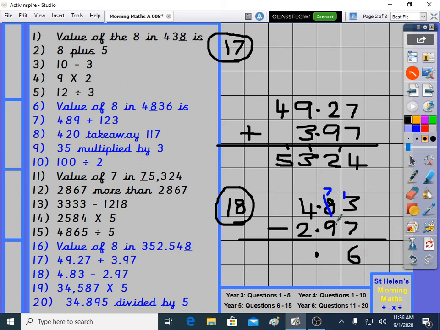7 take away 9, can't do. Ooh, need more help. 4 goes down to a 3, gives them 1. 17 take away 9 is 8. 3 take away 2 is 1. So 4 and a bit take away 2 and a bit is 1 and a bit. It was nearly 3 that we took away. Yeah, 1.86 makes sense. And we're on question 19.